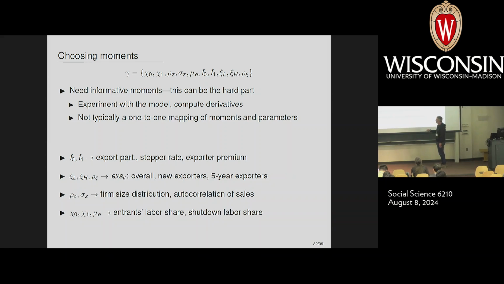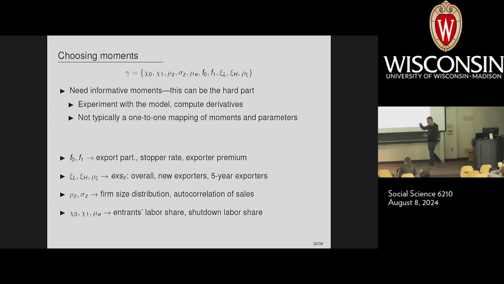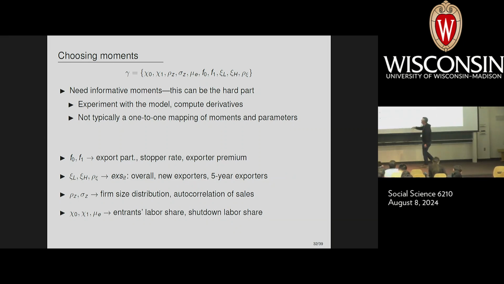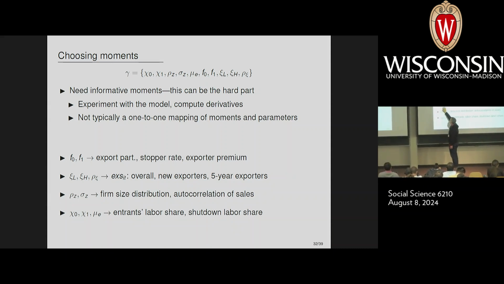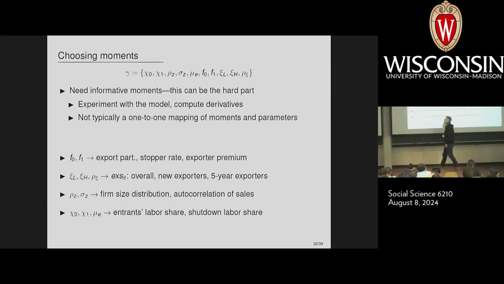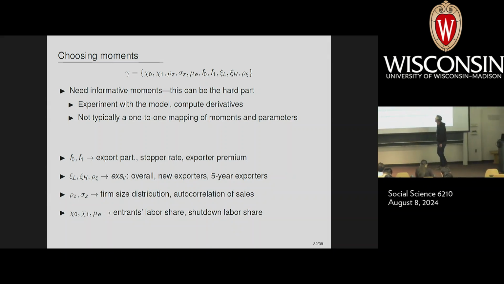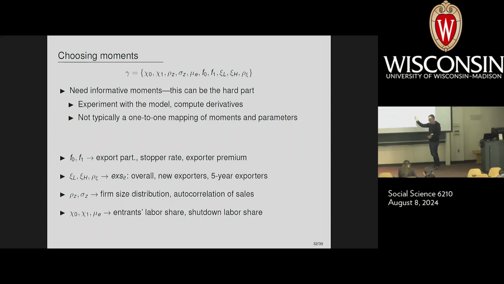Costs of shipping goods are largely determining the intensive margin. How much stuff do I sell abroad? Right? The more expensive it is to ship things abroad, the less I'm going to do. The more persistent those shocks are, the longer I'm going to stay in or exit the export market. So these are telling me things about the export sales ratios.